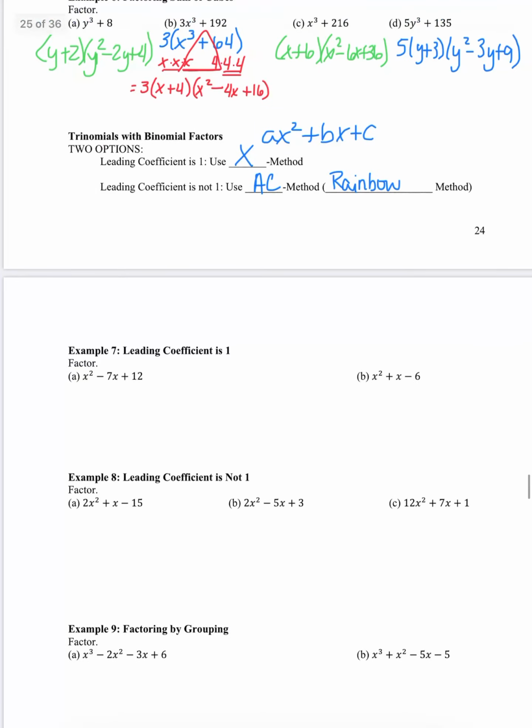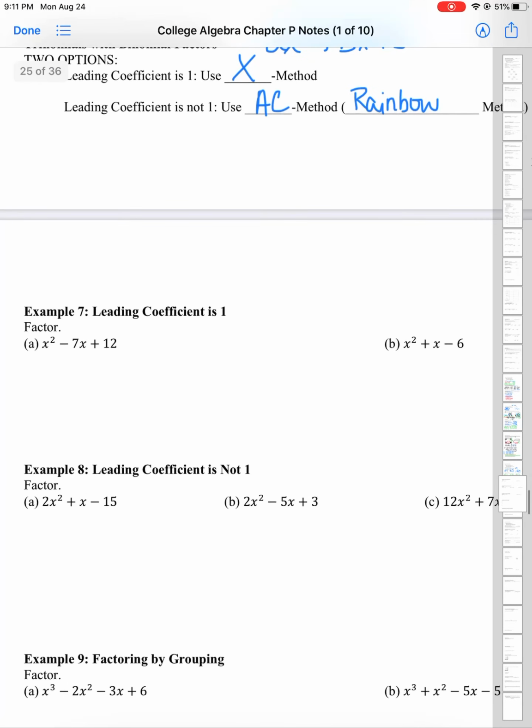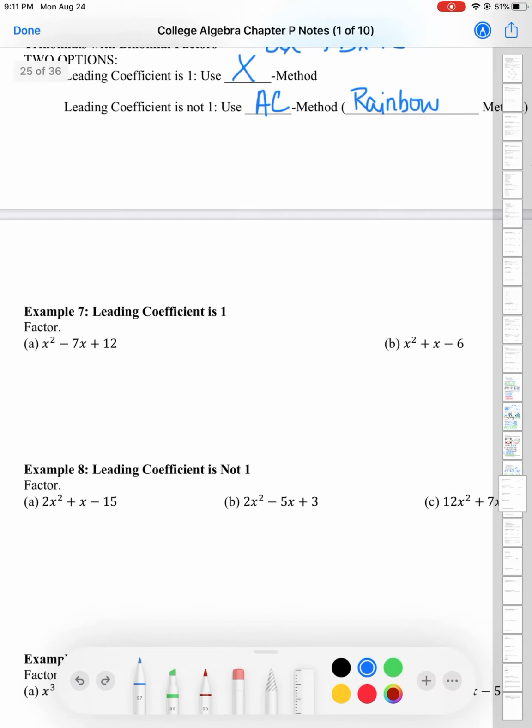So these are just your normal factoring that you're used to. So I'm going to go quite quickly through these. So A, we need 2 factors of 12 that add to -7. And I'm hoping that you guys are saying -4 and -3. So we have x minus 4 and x minus 3.